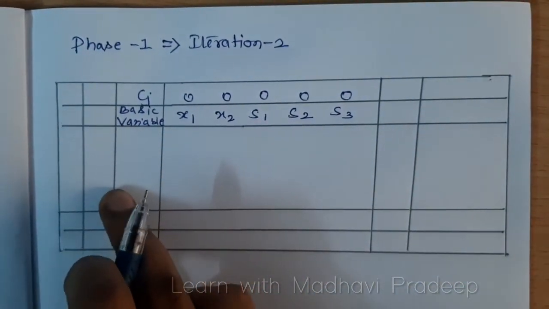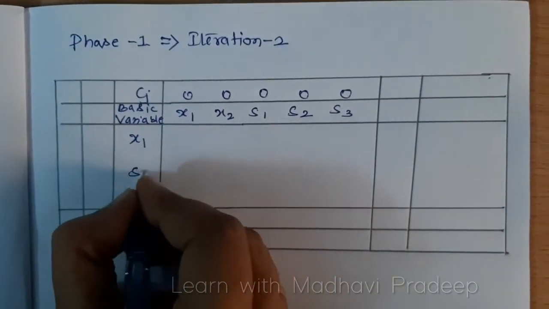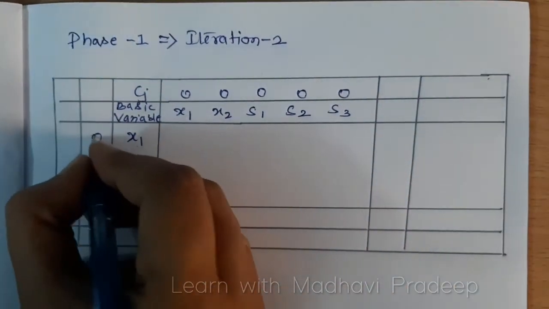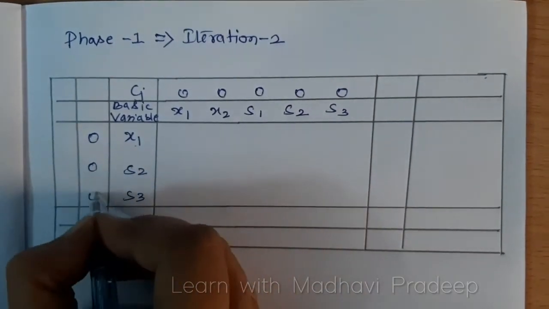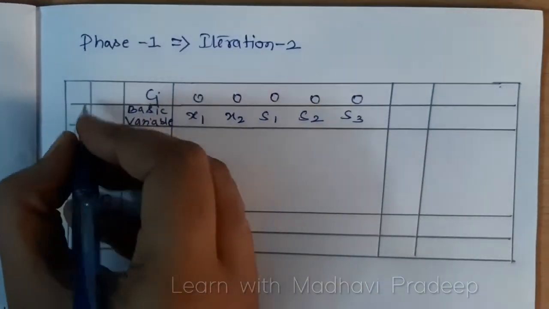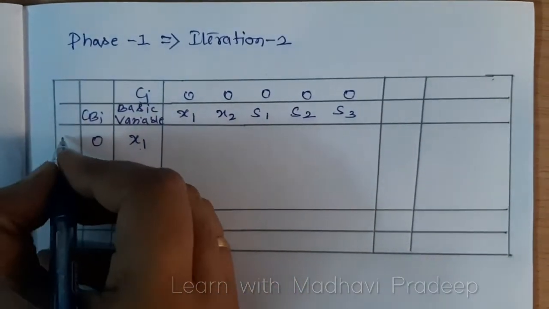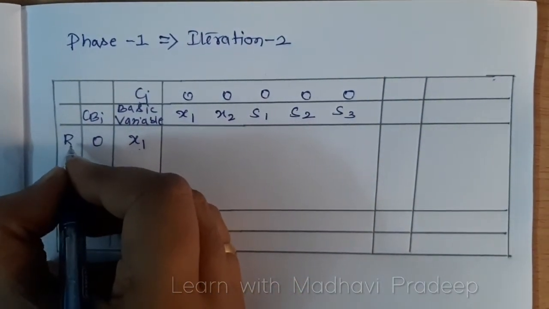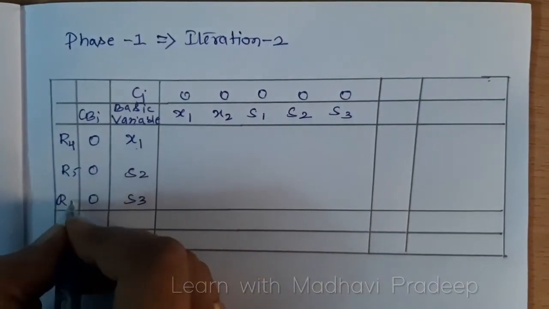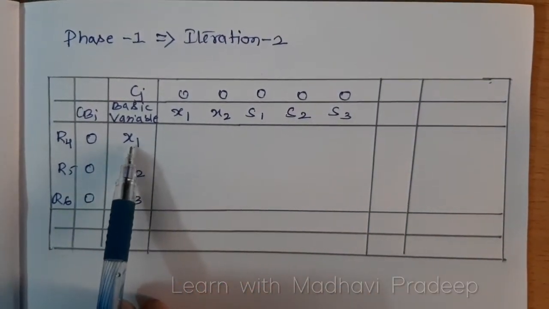And towards the column side, a1 is replaced by x1, so write down x1. The variables s2, s3 remain as they are. The coefficient value for x1 is 0, s2 is also 0 and s3 is also 0. These variables are also not there in the revised objective function. These are the basic coefficient values for these variables. Now name these rows, continuing from the previous rows. We had R1, R2, R3. Now here R4, R5, R6. First let us find the value for x1 because here a1 was replaced by x1.